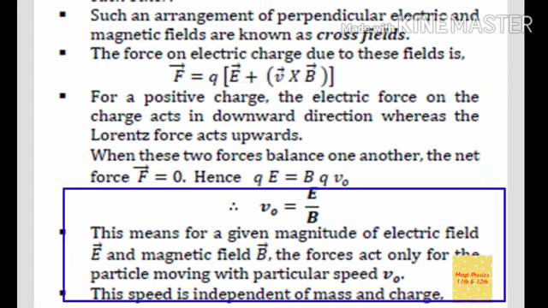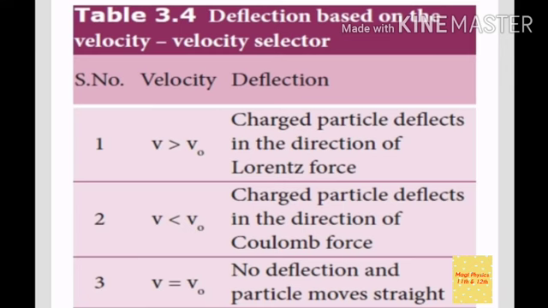This means that for a given magnitude of electric field E vector and magnetic field B vector, the forces balance only for the particle moving with a particular speed v naught. This speed is independent of mass and charge. Some special cases are given here. If v is greater than v naught, then the charged particle deflects in the direction of the Lorentz force. If v is less than v naught, then the charged particle deflects in the direction of the Coulomb force.